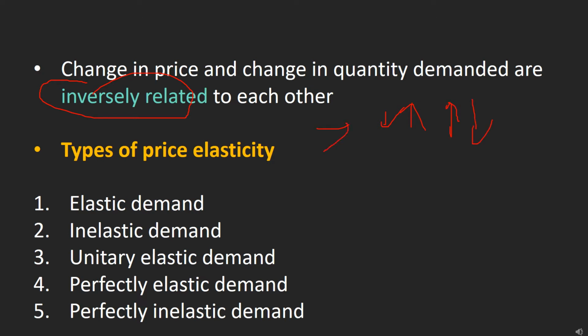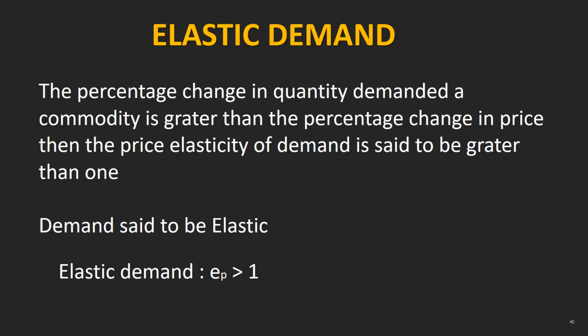There are five types of price elasticity of demand: elastic demand, inelastic demand, unitary elastic demand, perfectly elastic demand, and perfectly inelastic demand. So let's see one by one. First one, elastic demand. What is elastic demand? The percentage change in quantity demanded of a commodity is greater than the percentage change in price. So it is elastic demand.